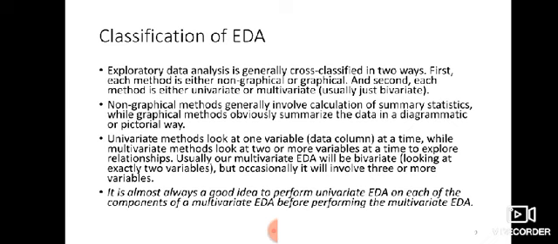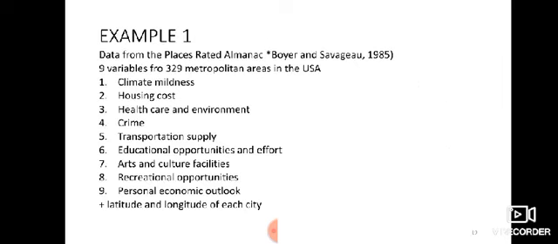Multivariate exploratory data analysis is often bivariate, that is, looking at two variables. Sometimes it involves three or more variables. It is a good idea to perform univariate EDA first. Before performing multivariate analysis, we should do at least univariate analysis, and only then move on to multivariate.